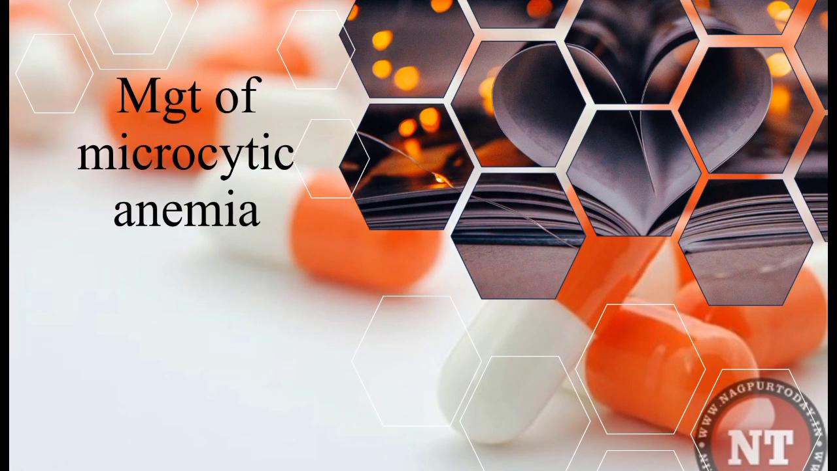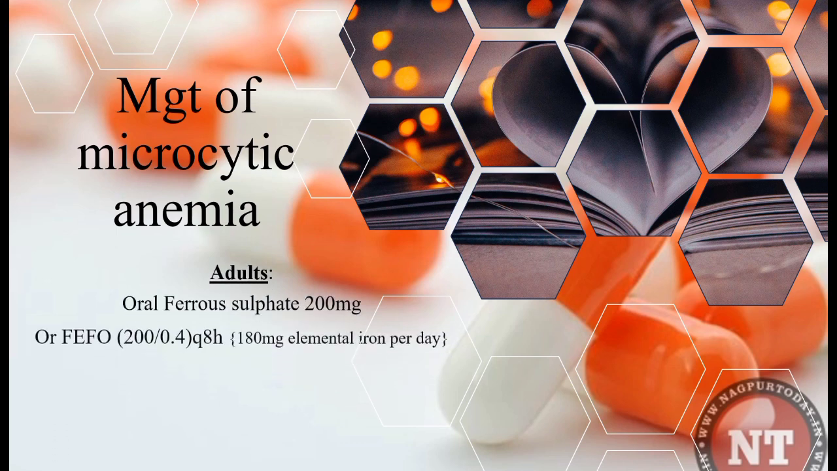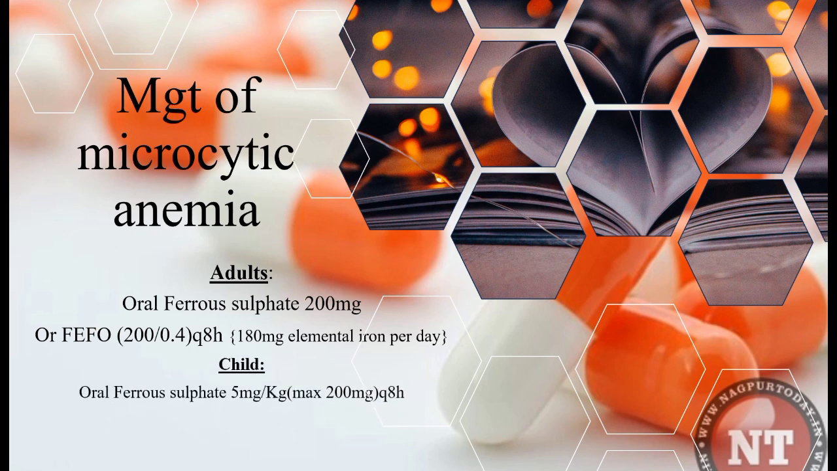What is the management of microcytic anemia? Definitely for adults, what we do, we can give them oral ferrous sulfate 200 milligrams, or we can give them FeFo, that is folic acid and ferrous sulfate, 200 milligrams and 0.4 milligrams of folic acid every 8 hours, which is equivalent to 180 milligrams elemental iron per day. To children, we give them 5 milligrams per kilogram, maximum 200 milligrams of ferrous sulfate every 8 hours.